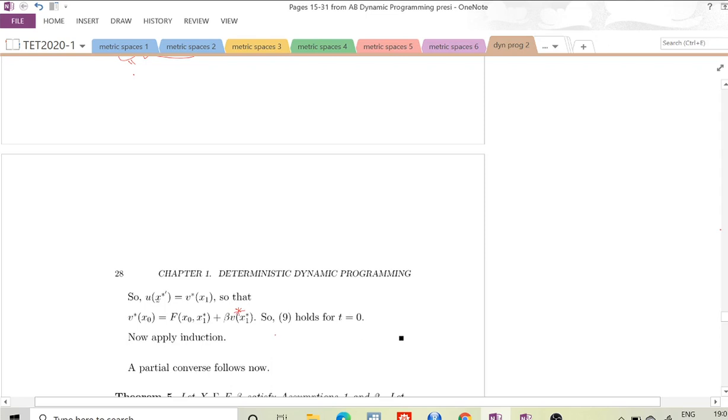Okay. And now I can use the same argument on v of x star 1, then on v of x star 2, etc., etc. And I get that along the optimal plan, the Bellman-like equations will attain their sups. Okay. So let's stop here. It seems a reasonable place to stop.